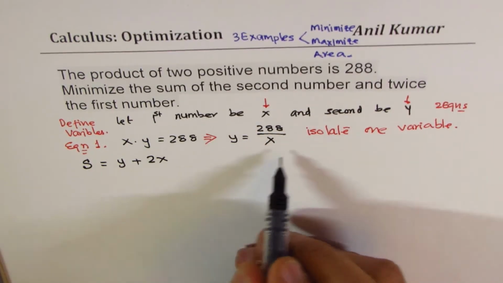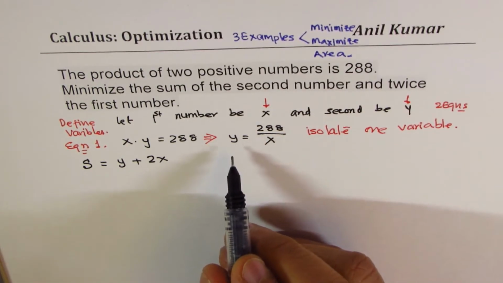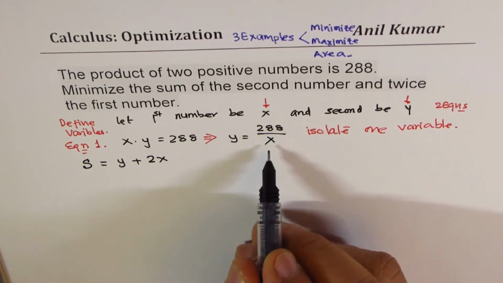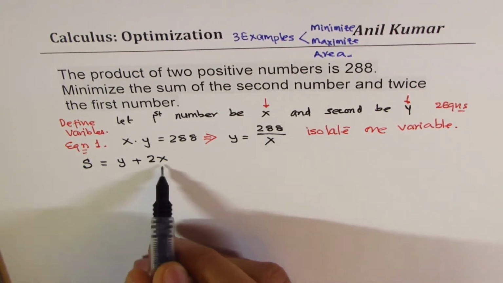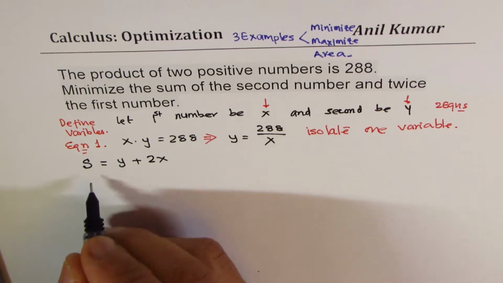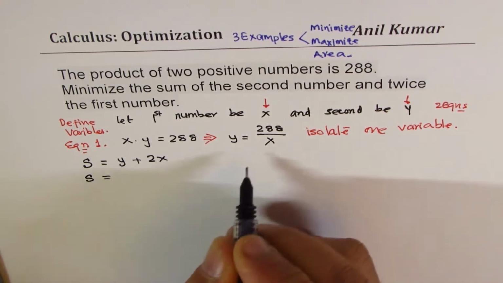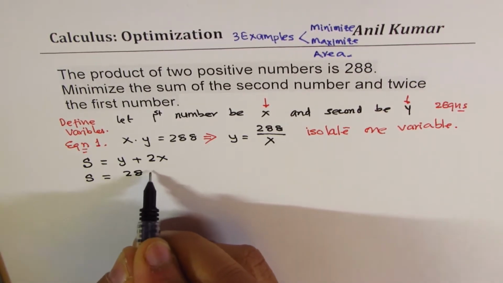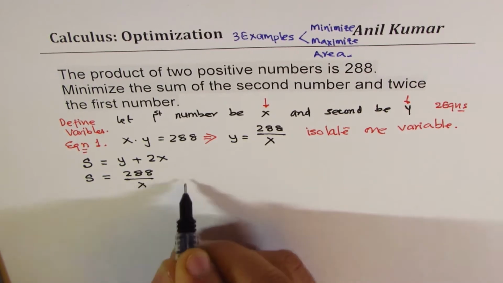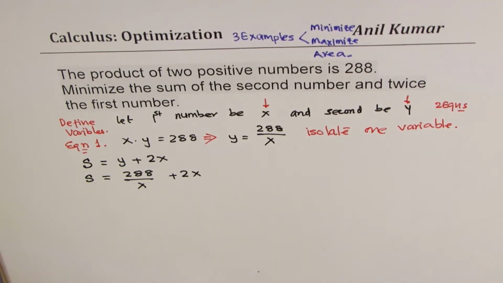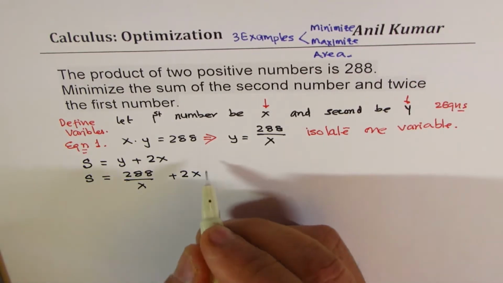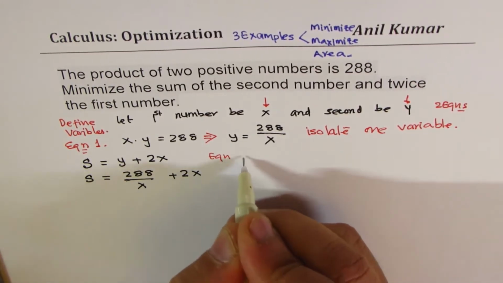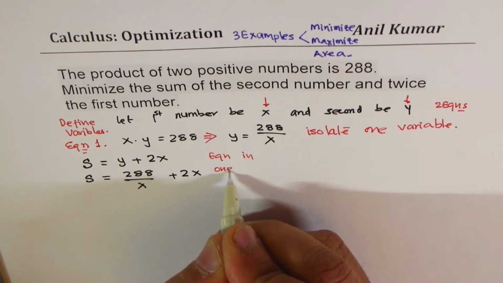Now from our equation, we could write y as 288 over x. So we are now going to replace it with this. So we get sum as equal to 288 over x plus 2x. Now you can see that we have equation in one variable.